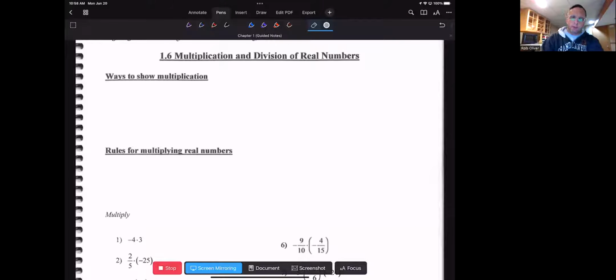Now, the ways to show multiplication, if you're not already familiar with this: a lot of times in algebra, we don't necessarily show multiplication with the typical X, like you normally have seen it all your life. But in algebra, there's a few different ways. We try to avoid using X to represent multiplication because X is typically a variable in an algebra problem. So there's a lot of different ways you can show it.